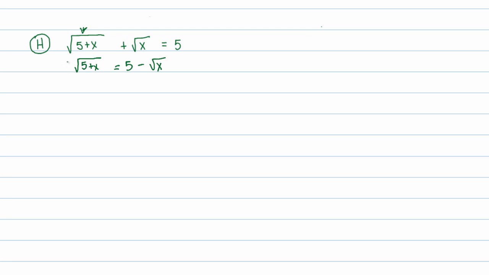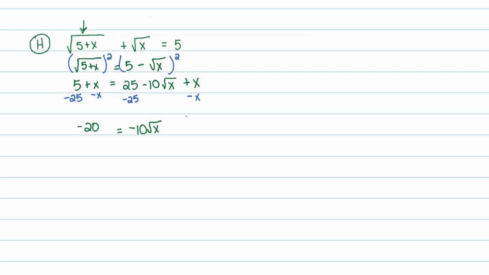So if I square both sides, I'll show the action right here. Squaring and squaring. I get 5 plus x on the left-hand side. On the right-hand side, I get 25 minus 10 root x plus x. And now what I'll do is I'll subtract x from both sides, and I'll subtract 25 from both sides. And I get, let's see, on the left-hand side, the x's cancel, and also 5 minus 25 is a negative 20. Equals 25 minus 25, that's gone, and x minus x, that's gone.